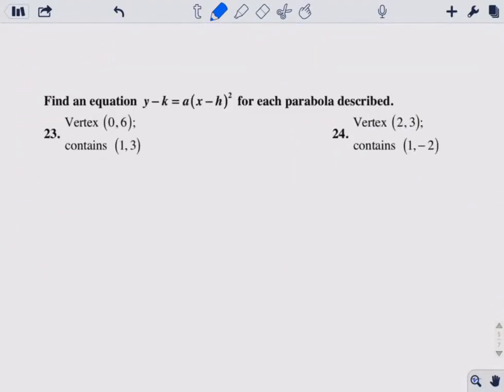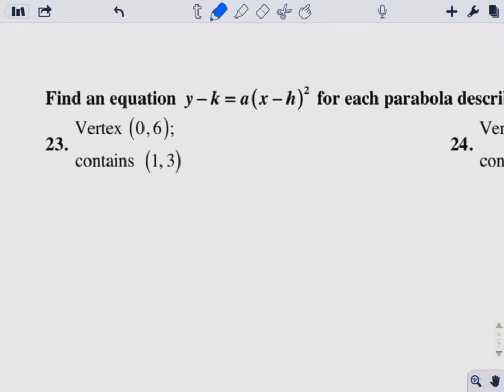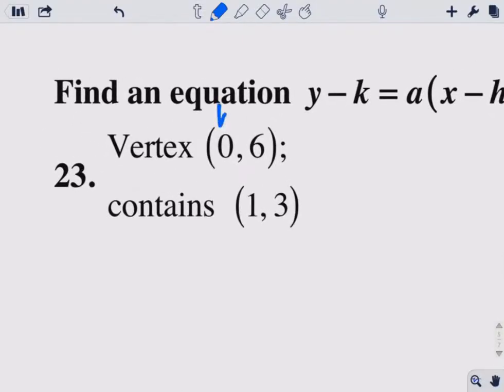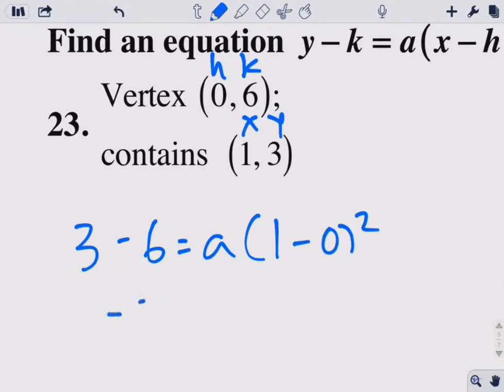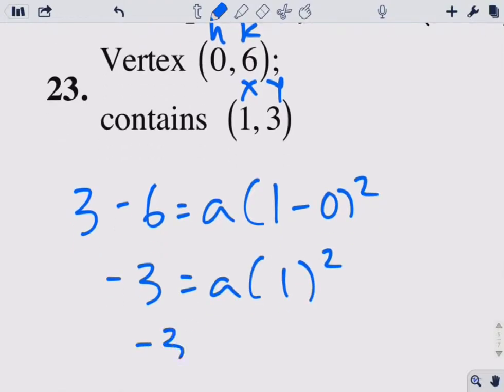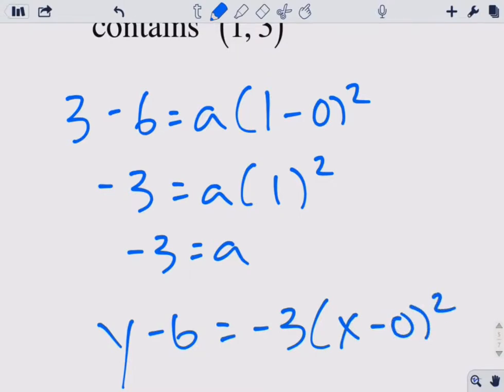Okay, write something in that form, find an equation in that form for the parabola described. Well, that gives me hk, that gives me xy, so we plug in. 3 minus 6 is equal to a times x minus 0 squared. Negative 3 is equal to a times 1 squared. Negative 3 is equal to a. So I'll write my equation. Y minus 6 is equal to negative 3 times x minus 0 squared.